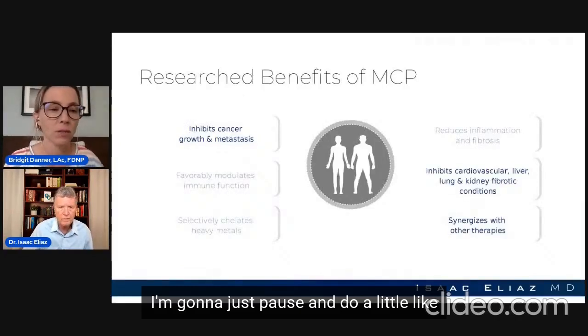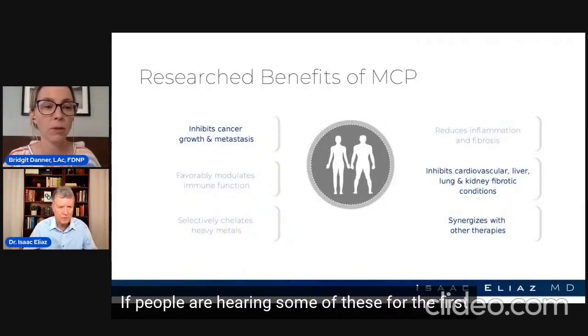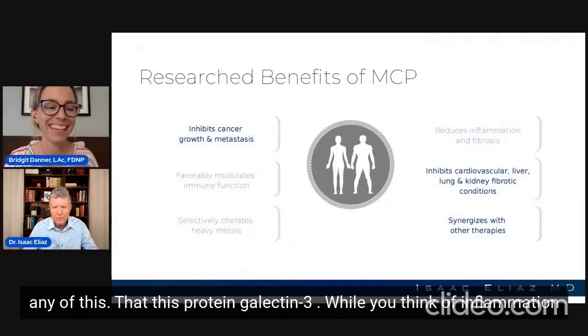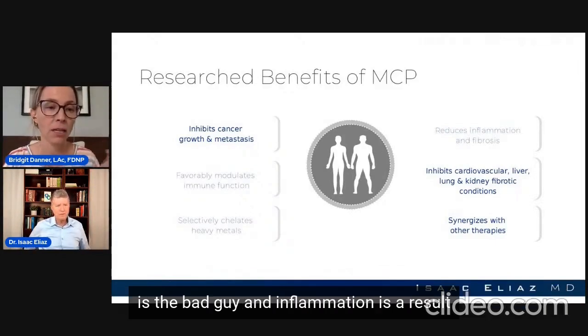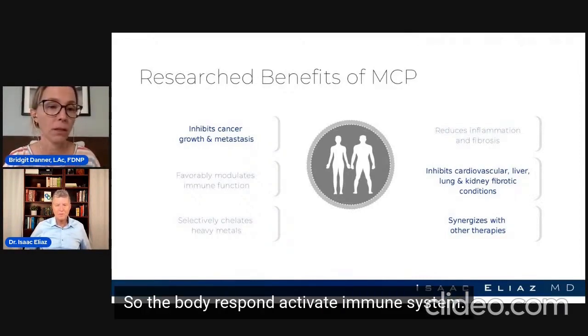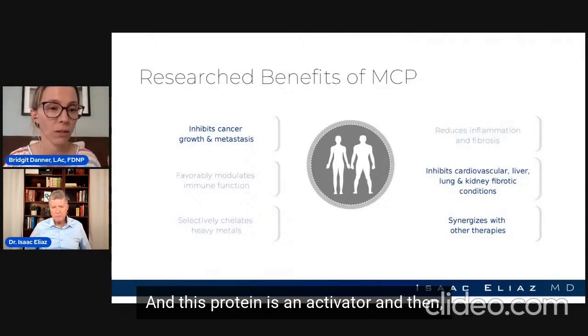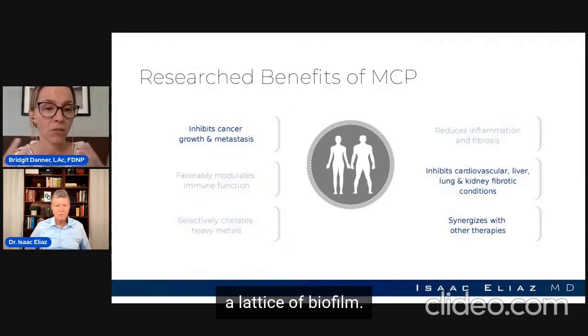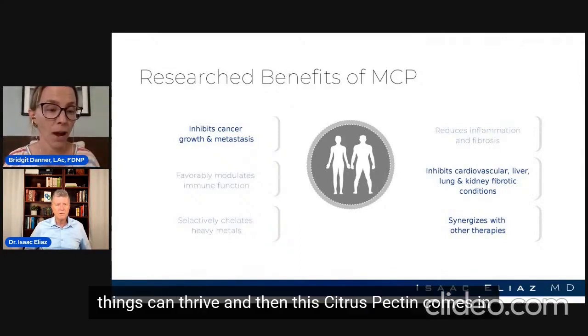I'm going to just pause and do a little summary. If people are hearing some of this for the first time, you can correct me if I'm wrong on any of this. Absolutely. This protein galectin-3, while we think of inflammation as the bad guy, inflammation is a result of there's a threat to the body or a perceived threat of some kind. So the body responds, activates the immune system, and this protein is an activator. And then one thing it's doing besides inflammation is making a lattice of biofilm where different infectious things can thrive.